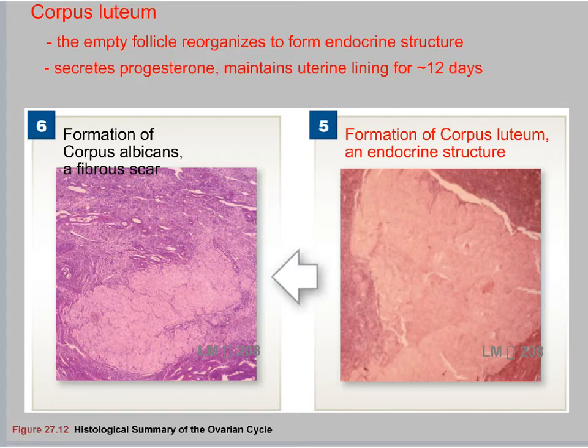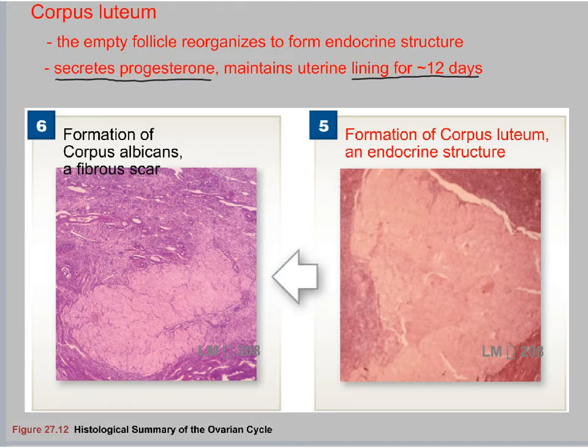So let's look at what that follicle does and just have a look at it underneath the microscope. The empty follicle reorganizes to become an endocrine structure, a gland. It's going to secrete progesterone, and that helps to maintain the uterine lining for about 12 days.